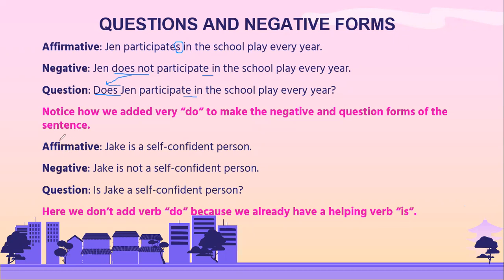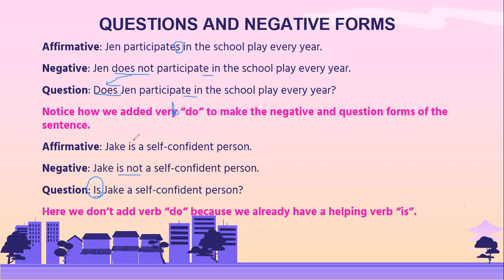Let's look at the second example with the verb. Affirmative: Jake is a self-confident person. The negative form: Jake is not a self-confident person. The question, we start with the verb: Is Jake a self-confident person?